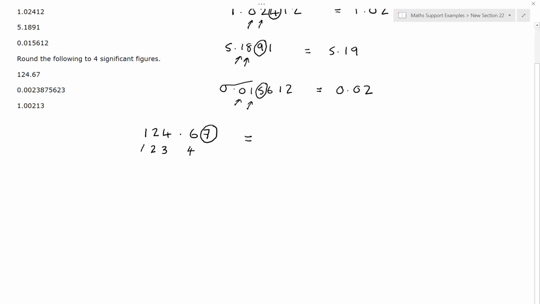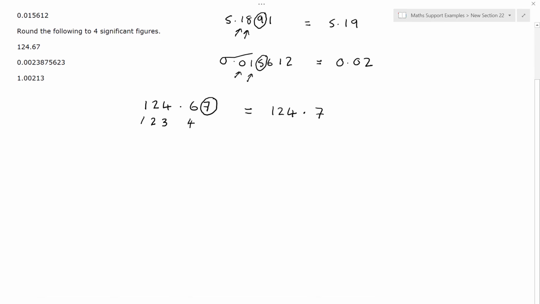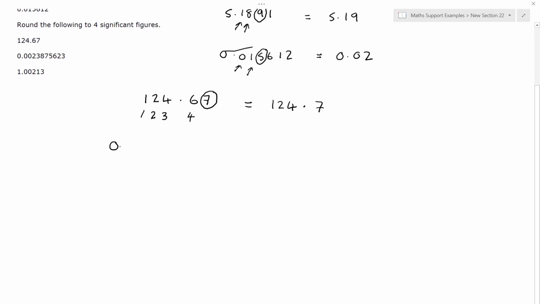So to 4 significant figures, I have 124.7. The 6 has been rounded up by 1 up to 7. Let's have a look now at 0.002387563.